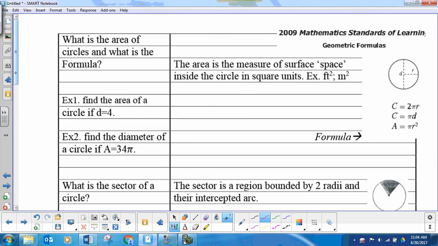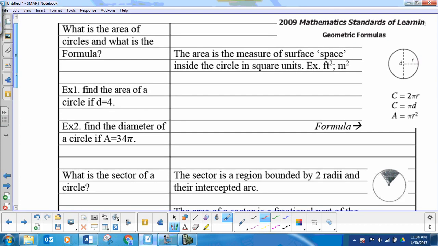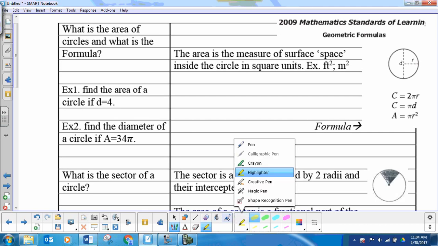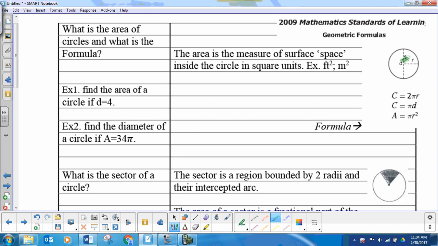So what is the area of circles, and what is the formula? So again, I've given the standard formula over here that you'll see when you get to the SOL. The area is the measure of the surface space inside the circle. It's kind of like if you think about, in fact, let me go here, take a green crayon. If I were to highlight everything on the inside, like the surface area in square inches or square units, in this case square feet, or square meters, that's how we measure it. It's the surface space.